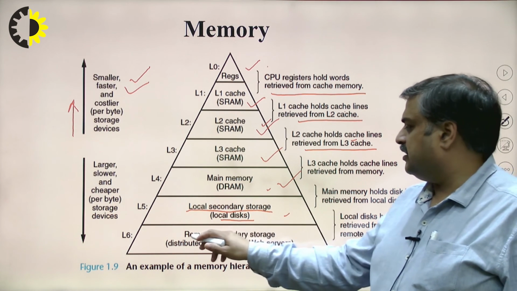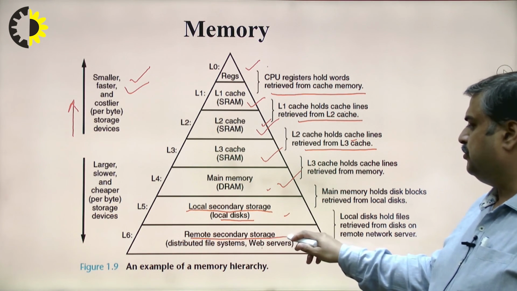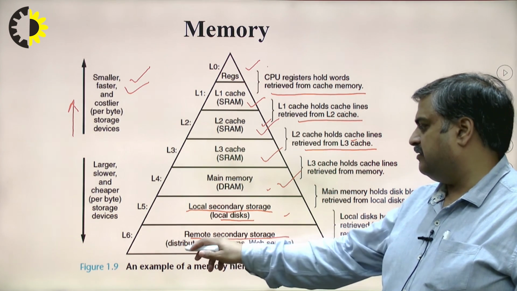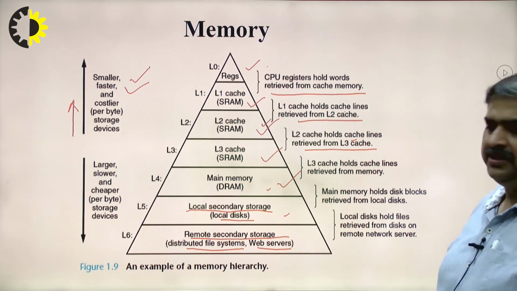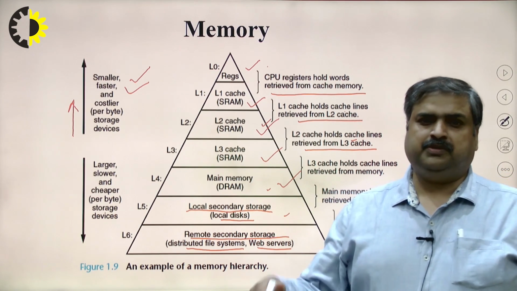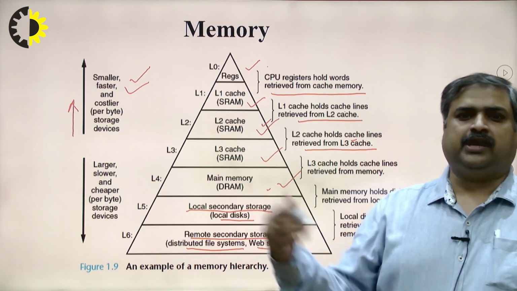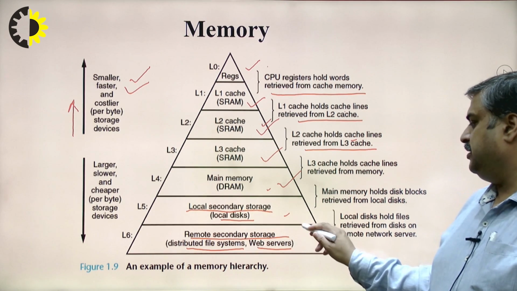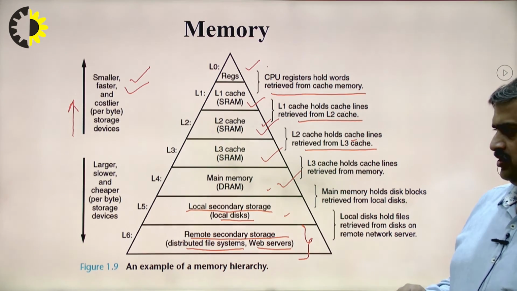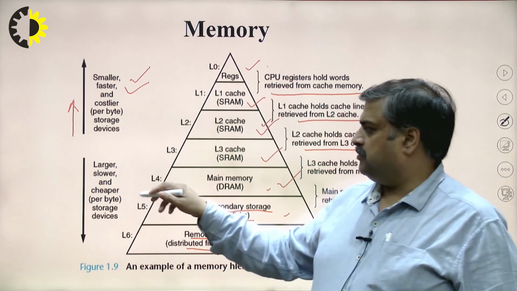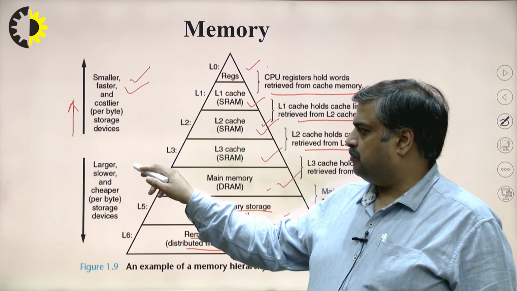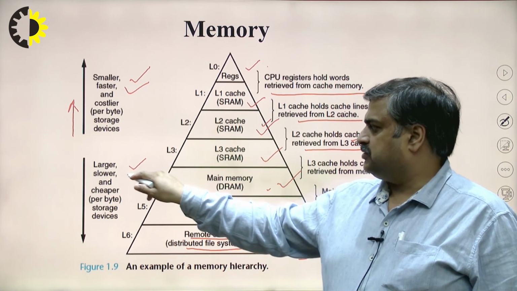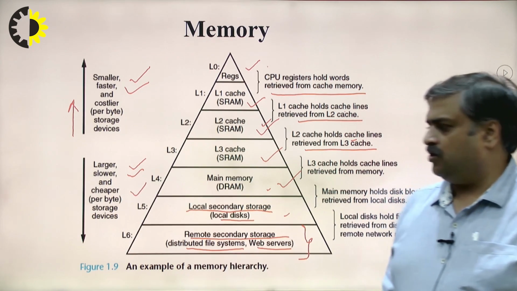And another secondary storage is remote secondary storage. We can have data on cloud, we can have distributed file system, we can have data on web servers, which will be fetched. So it will take more time. So it can be counted slower, but it may be very high storage. So if we see from top to bottom, the size is more, speed is low, and the cost is also becoming less.